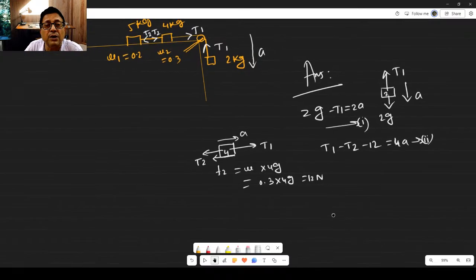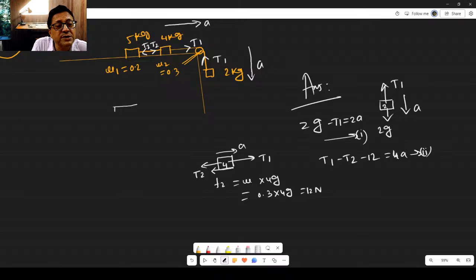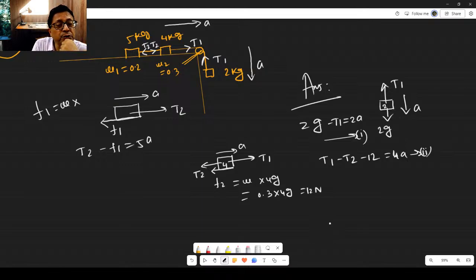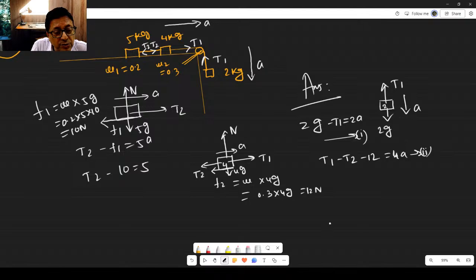Let us do it for the 5 kg mass now. What are the forces acting on 5 kg? You check once. On this 5 kg mass, T2 is acting, and here frictional force F1 acting. It has acceleration a. T2 minus F1 equal to its mass into acceleration. F1 is what? Mu, they have given, into normal reaction N, weight mg, that is 5g. What is the normal reaction? That was 4g, that's why. Here F1 will be mu into 5g. What is the value of mu over there? 0.2 into 5 into 10, that is 10 Newton. Alright? So T2 minus 10 equal to 5a. This is your number 3.